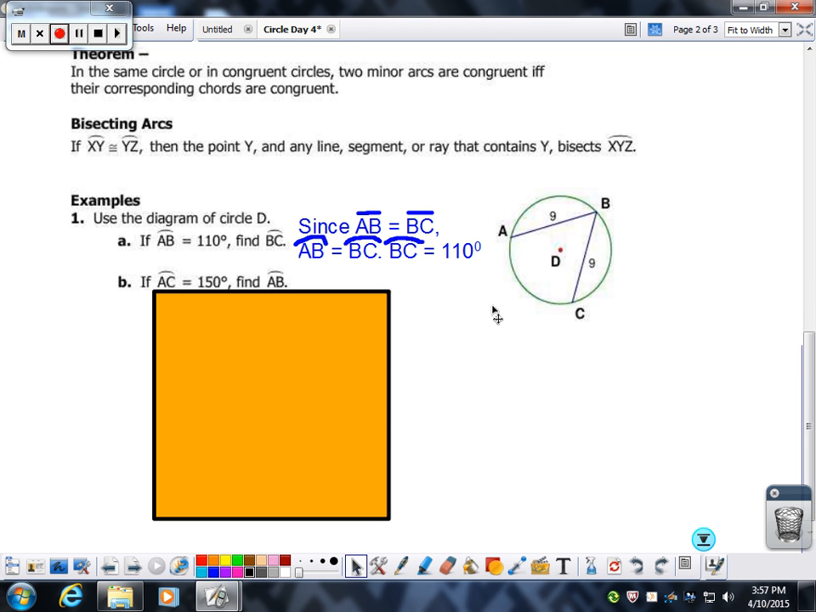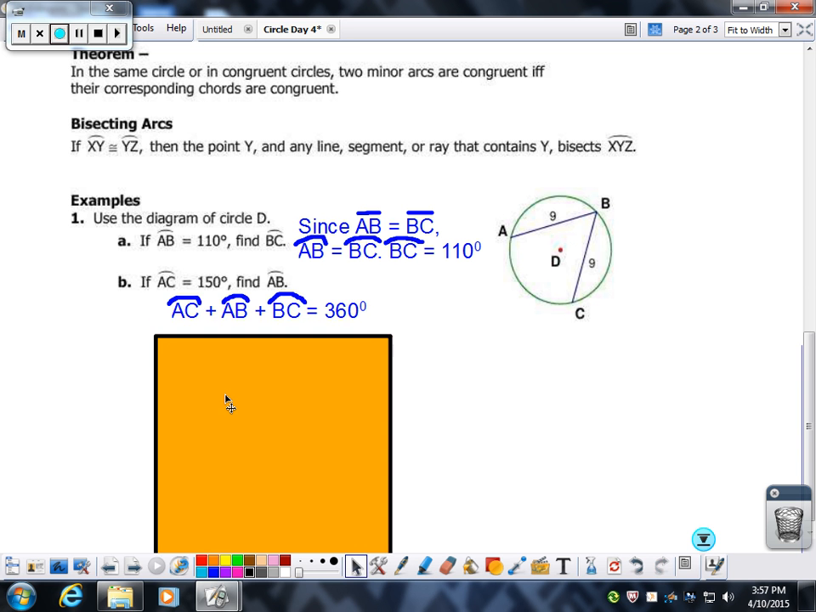And if arc AC is 150 degrees, we need to find arc AB. Well, arc AB is over here. I still know that arc AB and arc BC are going to be congruent because the chords that are associated with them are congruent. So I also know that arc AC plus arc AB plus arc BC is going to equal 360 degrees because that's the degree measurement of a circle.